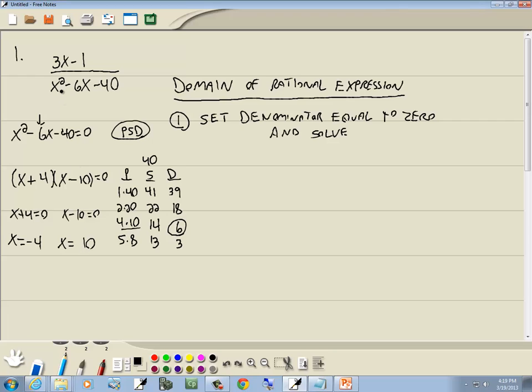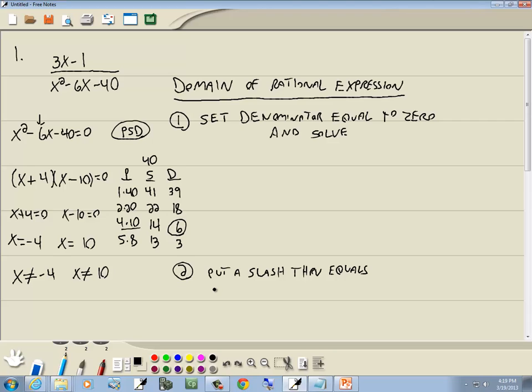For example, if I put 10 back up here, 10 squared is 100. 6 times 10 is 60. 100 minus 60 is 40. 40 minus 40 is 0. So these are the ones that cause us to have a 0 in the denominator. So our second step is to put a slash through the equals. So x cannot equal negative 4, and x cannot equal 10.